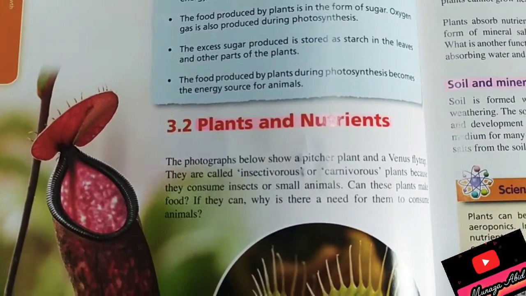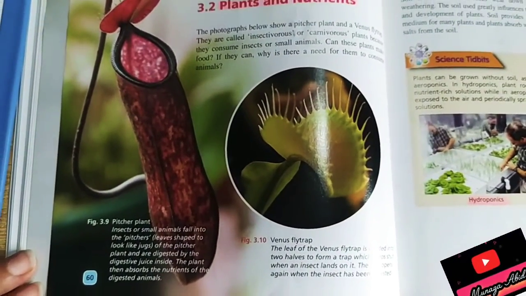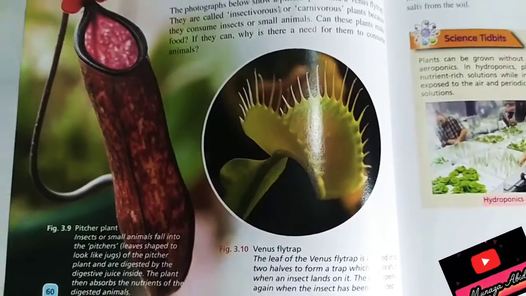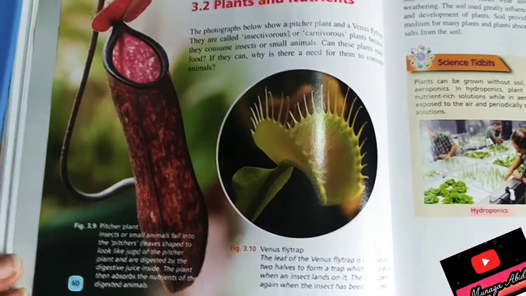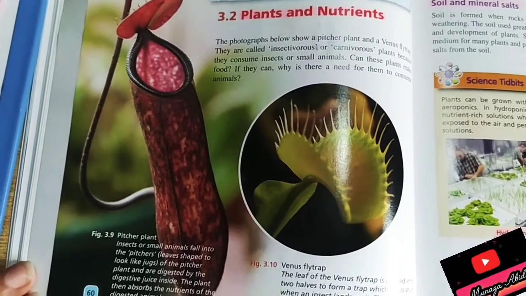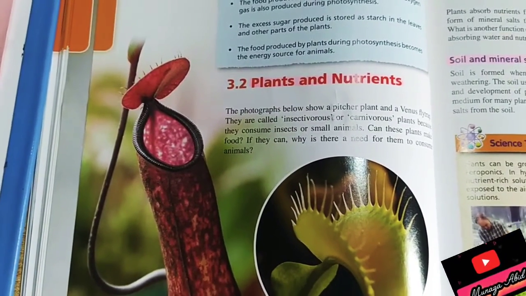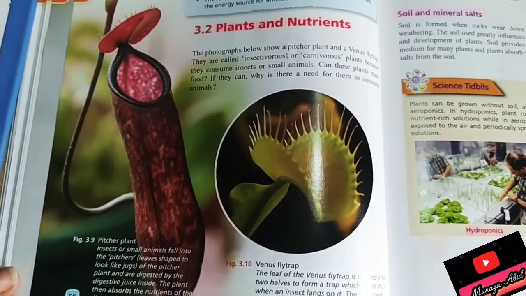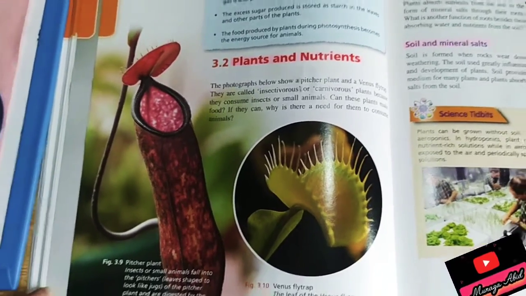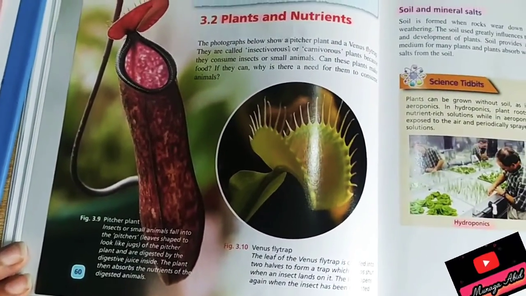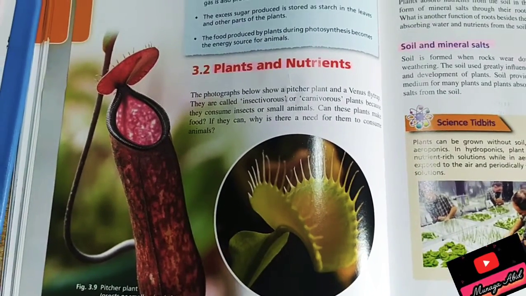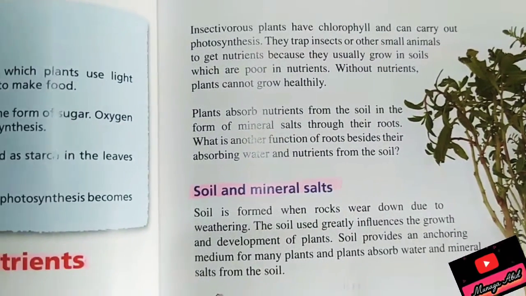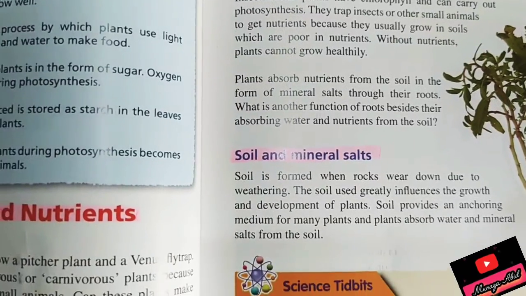How this idea was derived, they have shown you some pictures of very strange plants. One is the pitcher plant and the other is the Venus flytrap. Both of them eat flies or other animals like small frogs and other insects. Why do they eat animals? Because they are in areas where the soil is lacking nutrients. So to fulfill their requirement of nutrients, they have adapted a new habit, and these plants are called insectivorous plants.